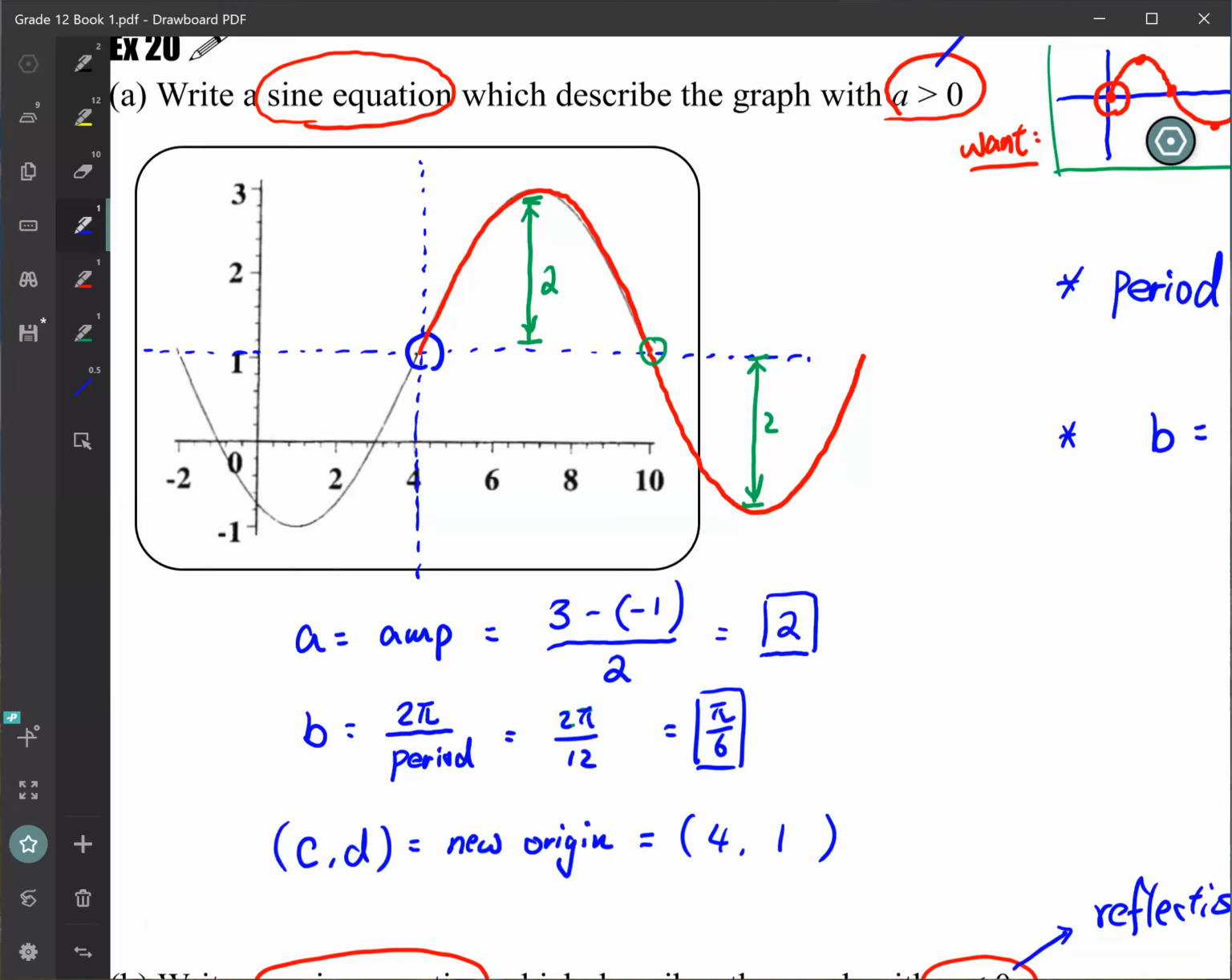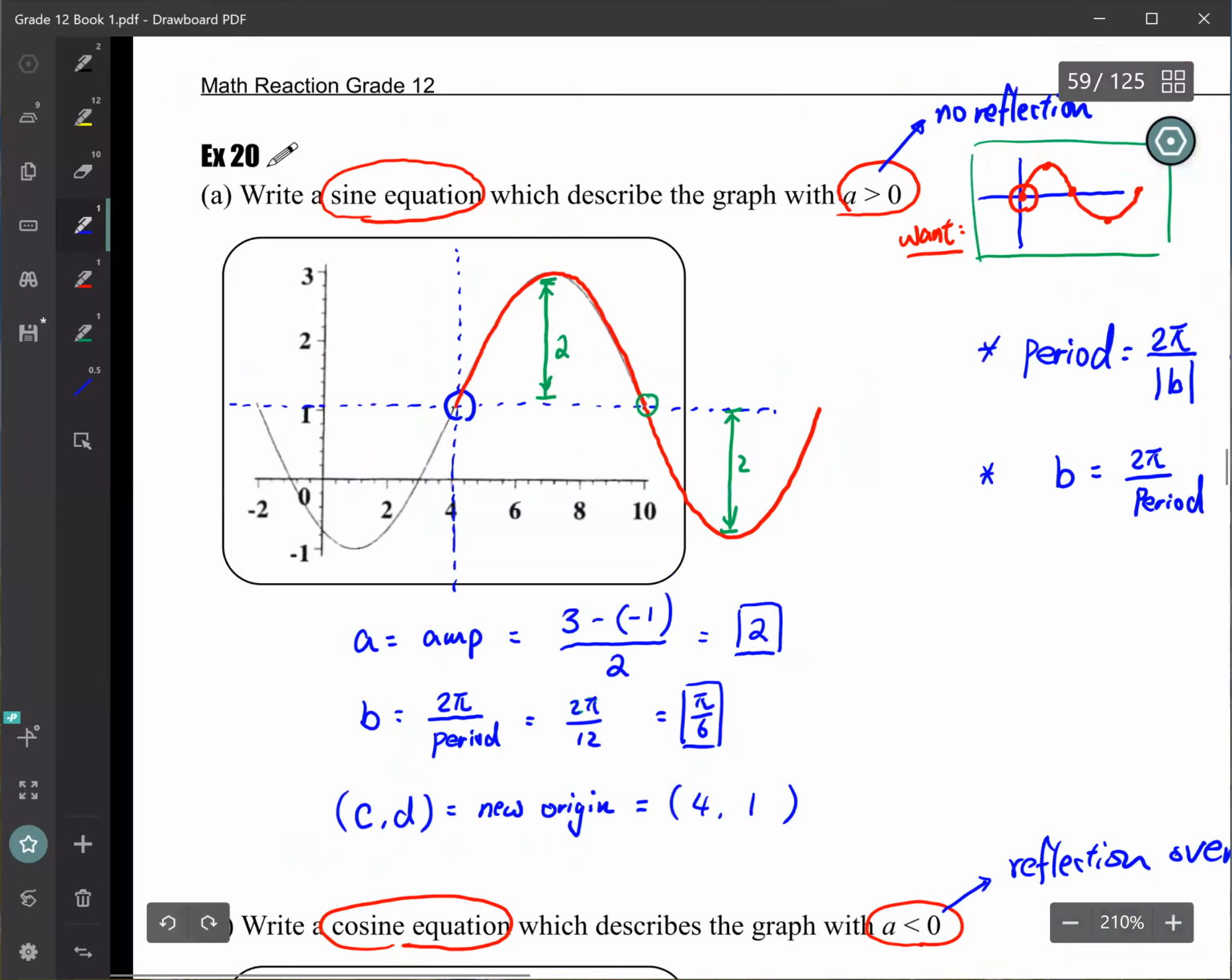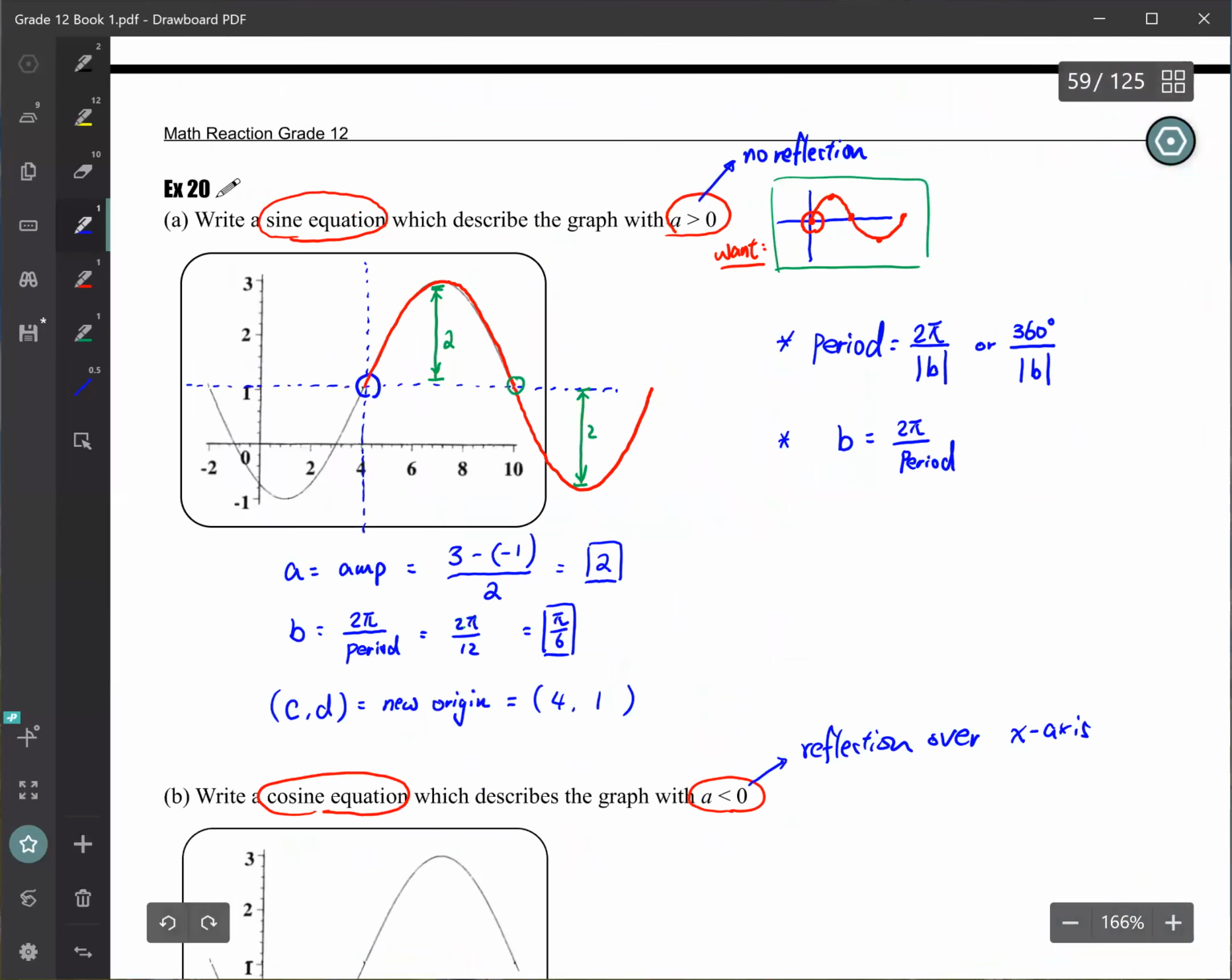So if you have the graph, it's much easier, right? But you've got to understand what each letter represents, what it means. So you got the A, B, C, D. All we need to do is write out the equation. So y will be 2, and then we are doing a sine equation, right? Sine, and then B is pi over 6, x minus C, plus D. So that's your answer.